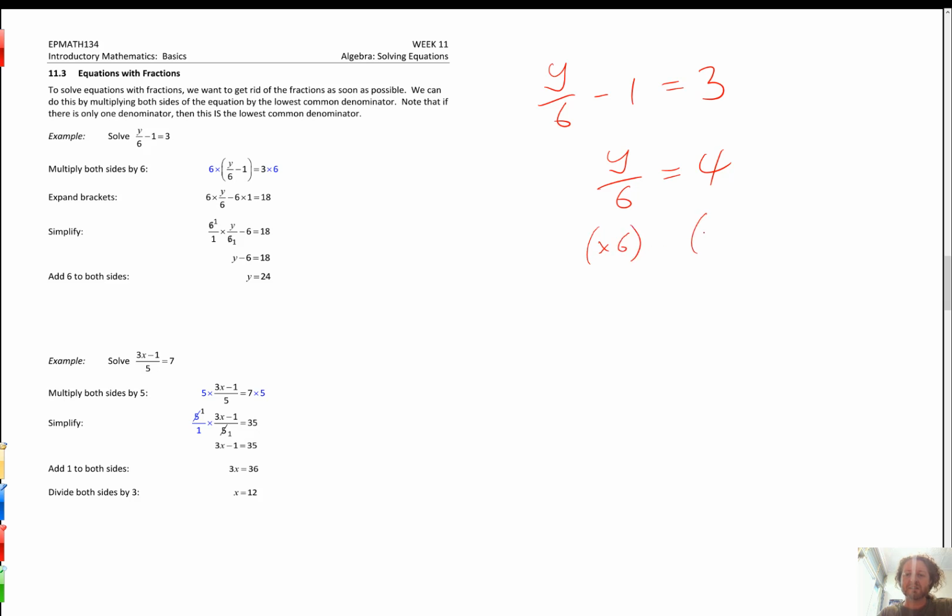It's times by 6. So if I times the left by 6, it just gets rid of the divide by 6. And if I times the right by 6, I get y equals 24. So there's me. I'm pretty happy with that method.